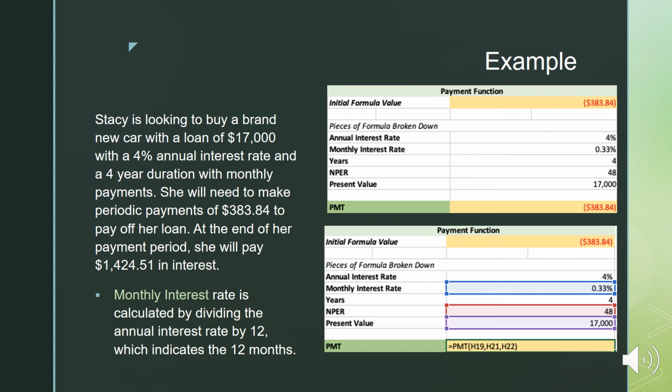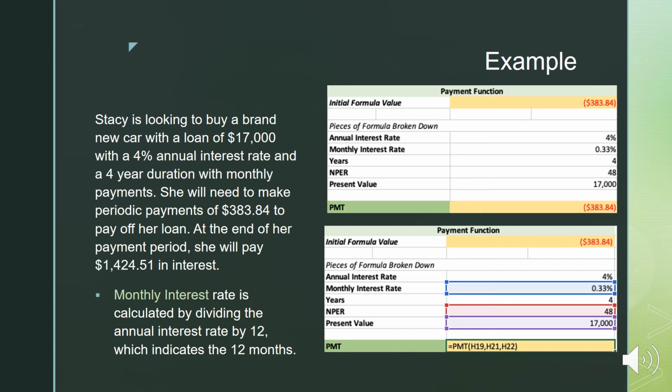So now taking a look at an example for an amortization, or in other words, a loan term. Here we have that Stacy is looking to buy a brand new car with a loan of $17,000 with a 4% annual interest rate and a 4-year duration with monthly payments. She will need to make a periodic payment of $383.84 to pay off her loan. And by the end of her payment period, she will pay a total of $1,424.51 in just interest.